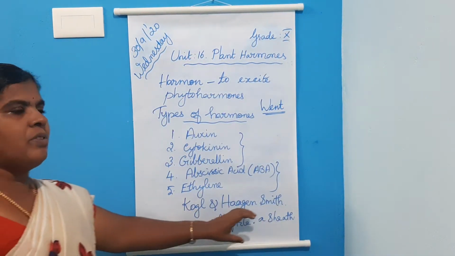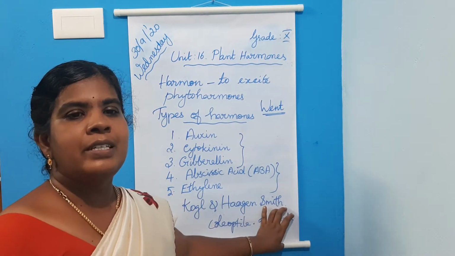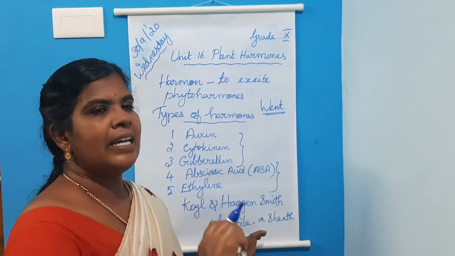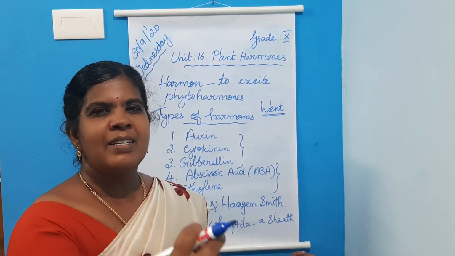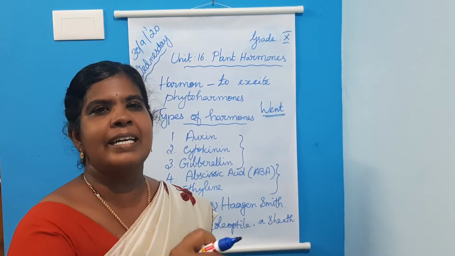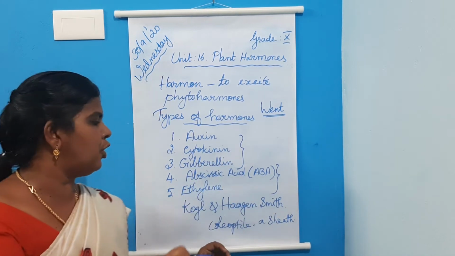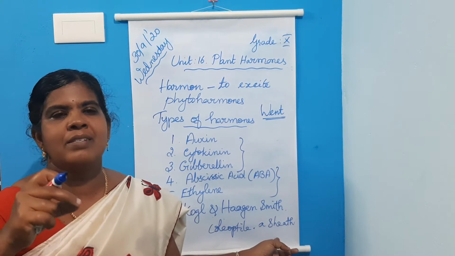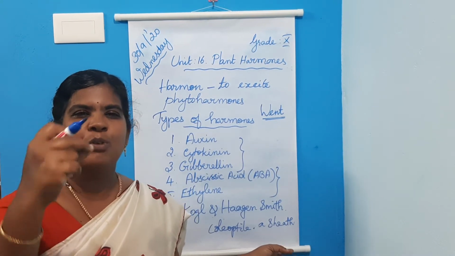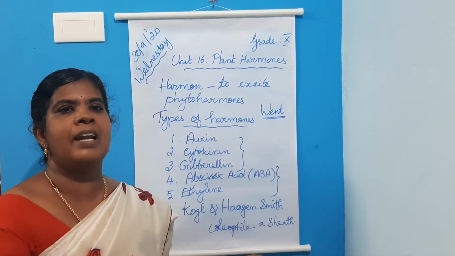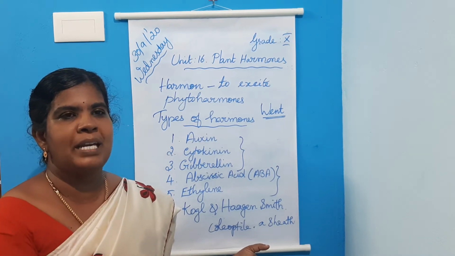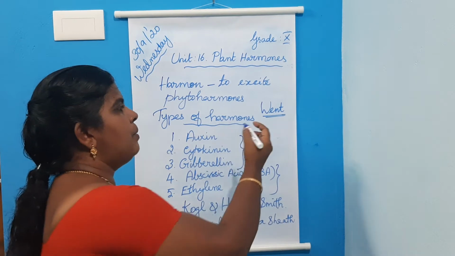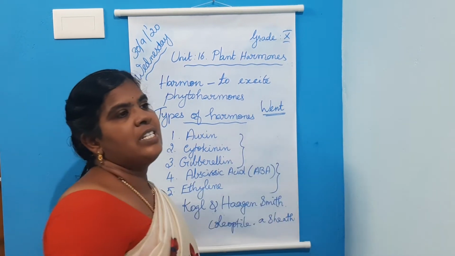Listen, so Charles Darwin observed unilateral growth and curvature in the canary grass, and he concluded that some influence is produced in the coleoptile. What is coleoptile? A thin sheath protecting the young shoot. That influence is transmitted to the basal region, and it was named auxin by Went.